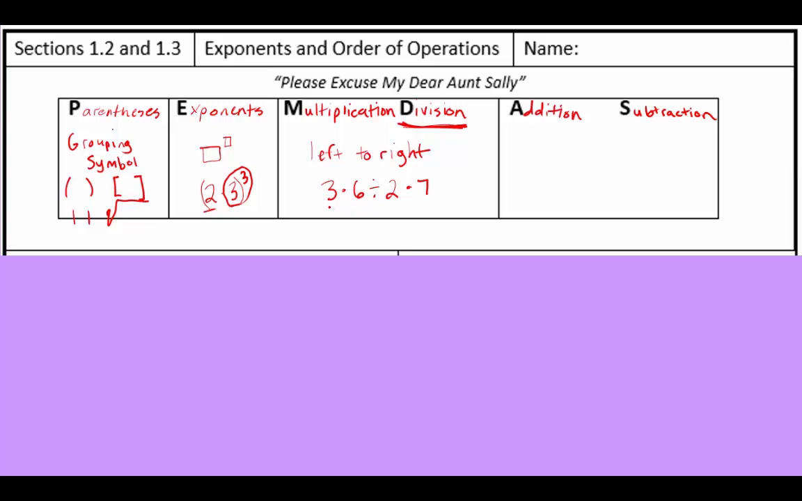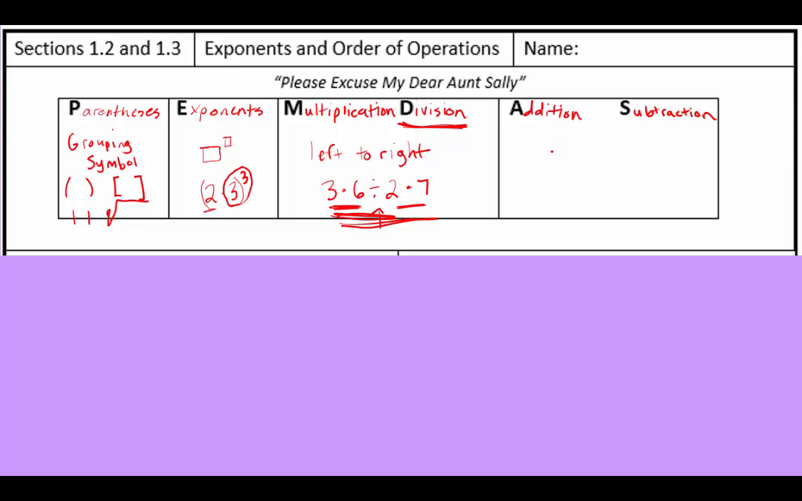But if we decided, oh, I'm going to do these two and then divide them, that's not going to give us the right answer. So it's safer to say, well, since there's a mixture of the two, let me do 3 times 6 and figure out what that is. Then I'm going to do that divided by 2, and then finally I'll do that answer times 7. So division is really the part that makes that trickier that you have to watch out for.